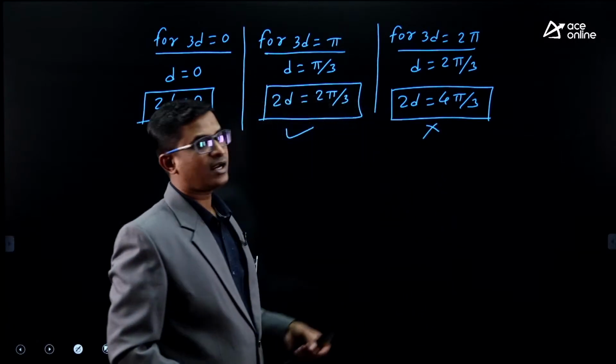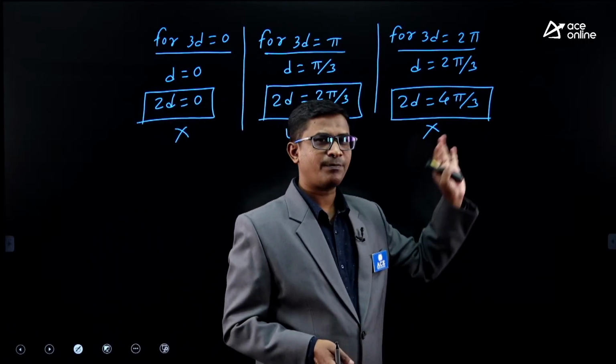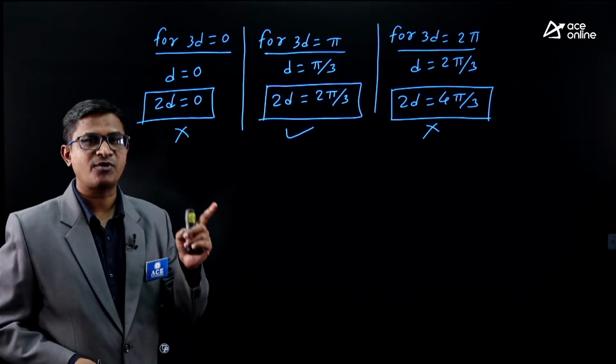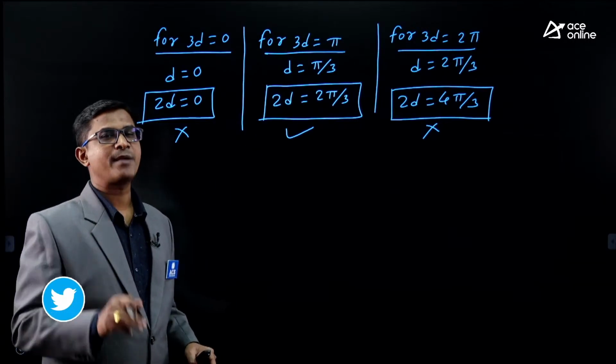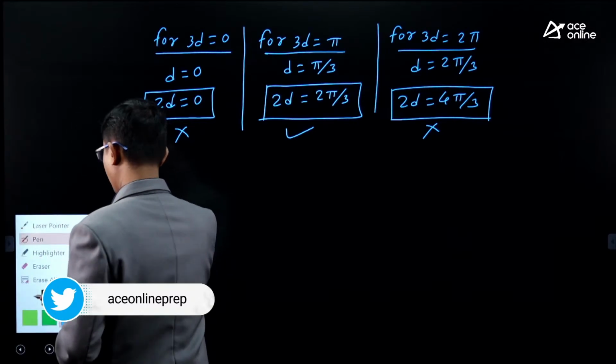Similarly, you can check for 3D equal to 3 pi, 4 pi and so on. You will be getting a pulse width greater than pi only. Okay. So if we want to remove the third harmonic from the output voltage of the inverter, the required pulse width is 2 pi by 3. That is 120 degree. Very, very important conclusion. Yes.